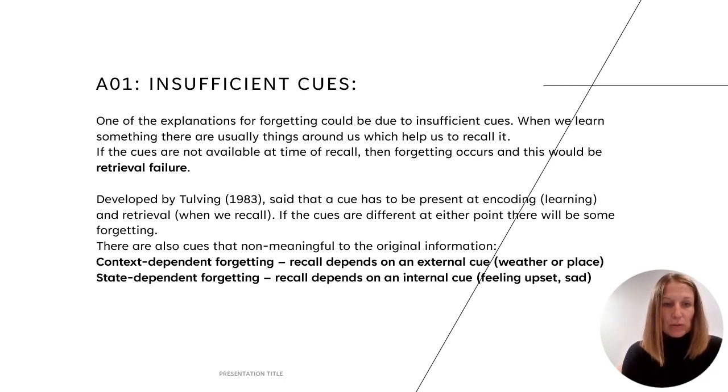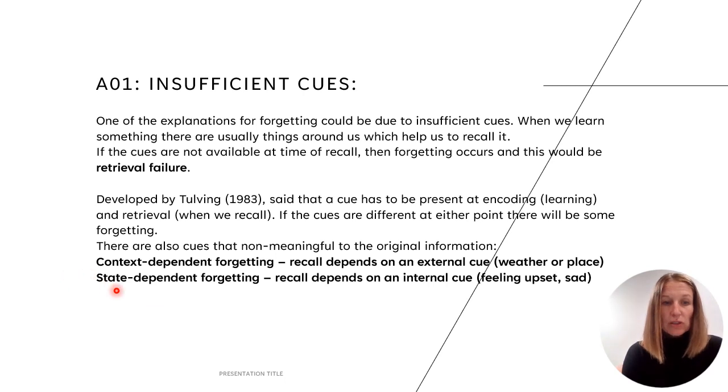So this was developed by Tulving in 1983, who said that a cue has to be present at encoding, so the learning, and retrieval when we recall. If the cues are different at either point, there will be some forgetting. There are also cues that are non-meaningful to the original information.